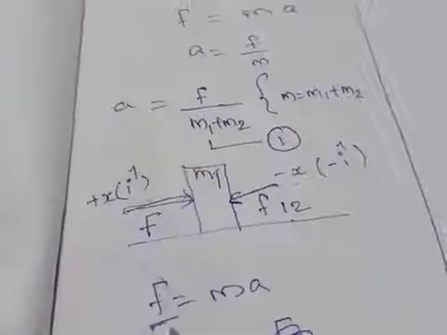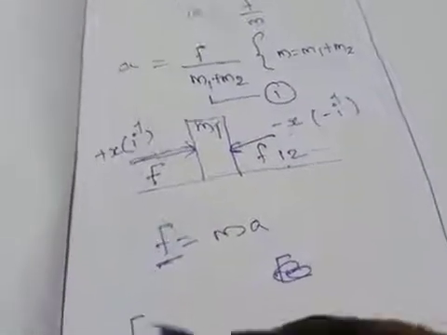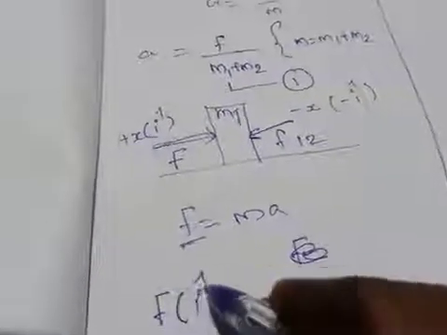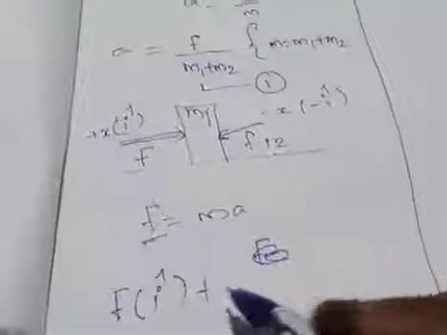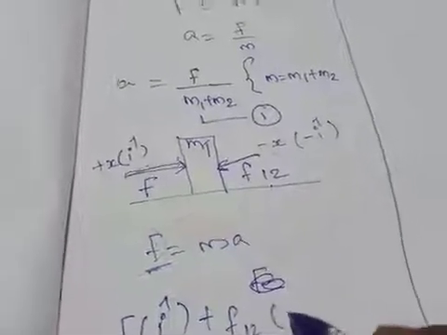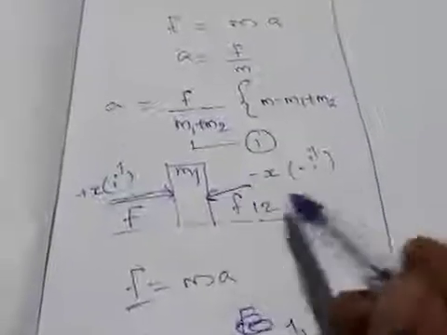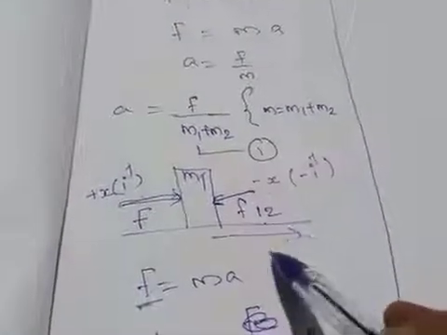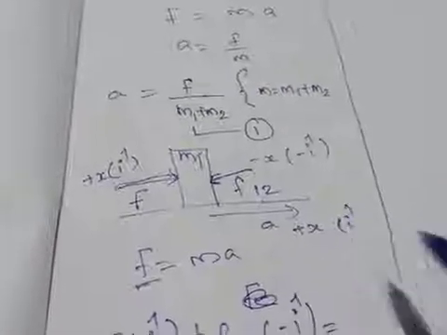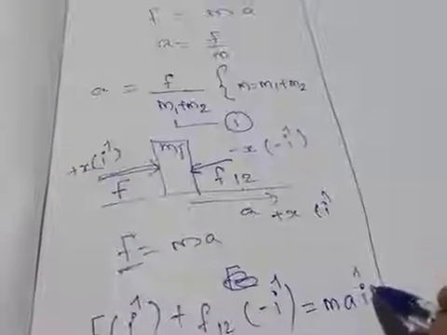Now I am applying the total force F in the plus i direction, and the net force is F i plus F12 in the minus i direction, equal to mass into acceleration, where the acceleration is in this direction, the positive x axis, so i.